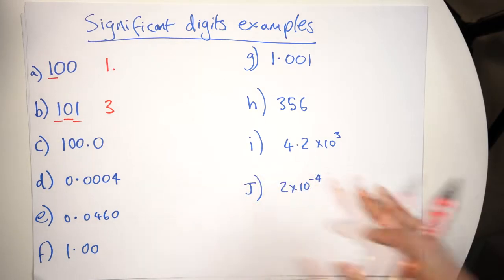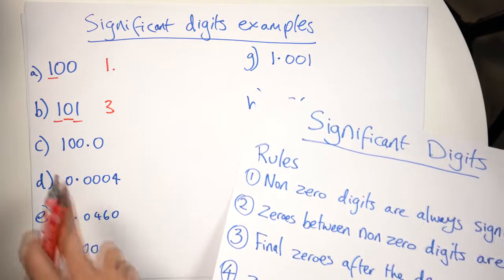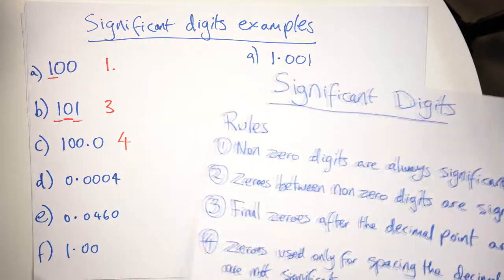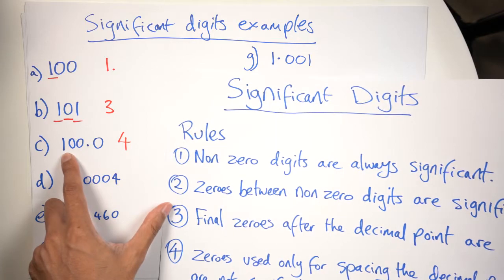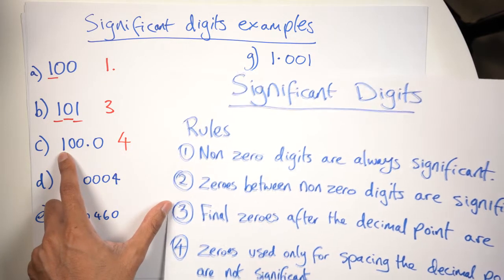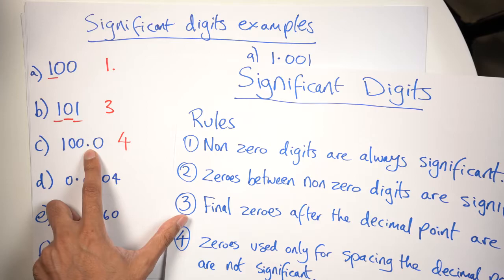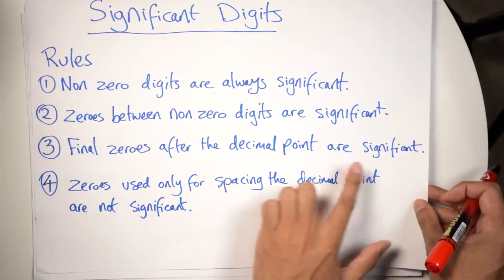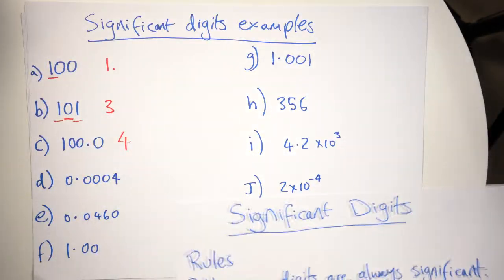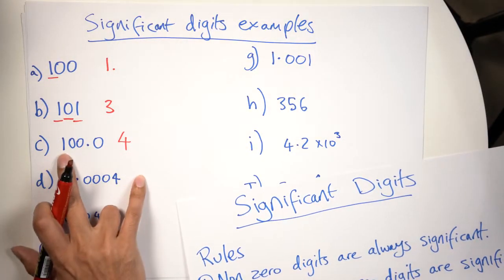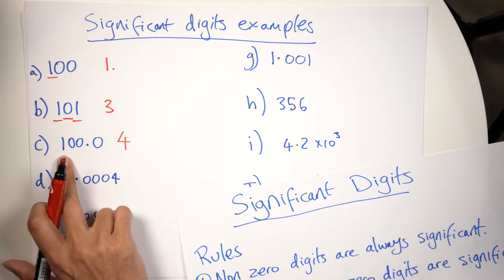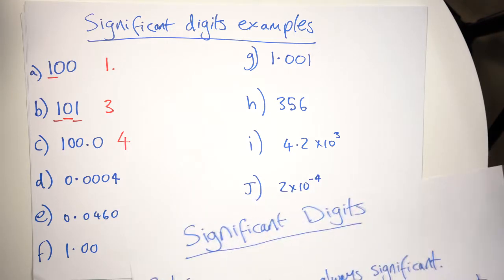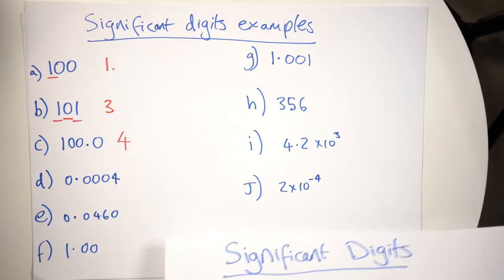The next one, 100.0. Now here, actually, all of them count. So we have 4. Now why is it that we have 4? We've only got one non-zero digit, but we've also got a decimal point and then a final 0, and final zeros after the decimal point are significant. So since you've got this and you've got the 1 and then the final 0, everything in between also becomes significant. Okay, so that's why it's 4.